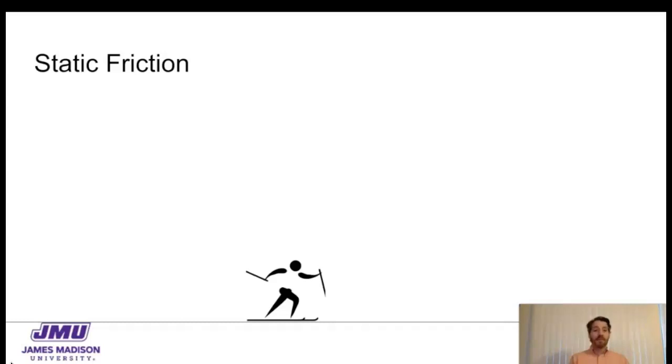What forces would we want to include in our free body diagram? Well, we know the Earth is pulling down gravitationally on the skier, so we would start off with the force of gravity. And we also know that the skier is being held up by the ground, so there's a contact force, a normal force, with the ground. If the skier is just standing there, that's all we would have.